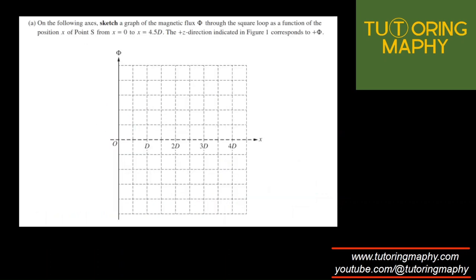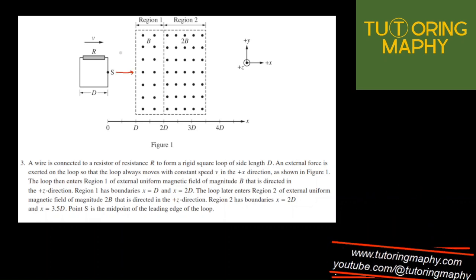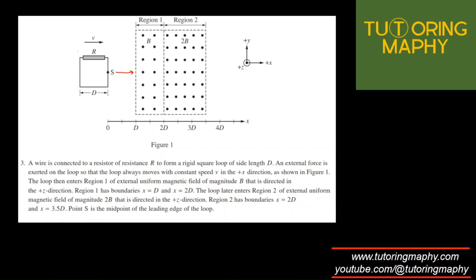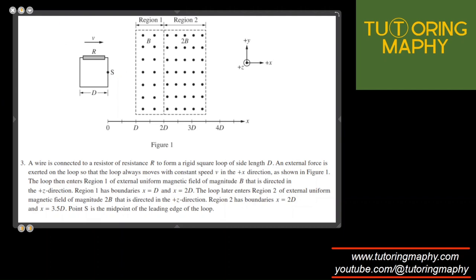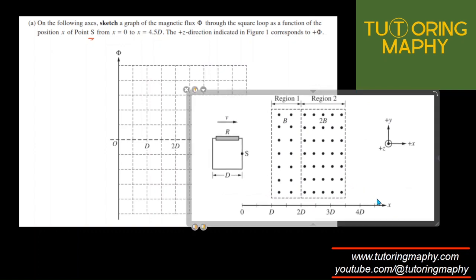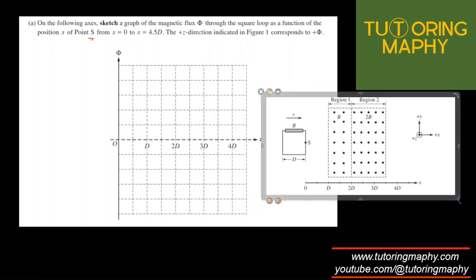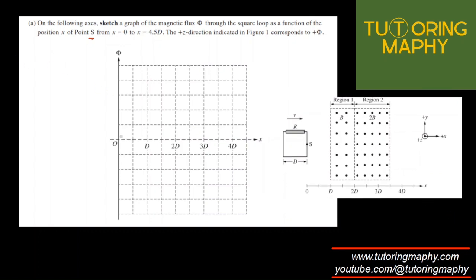Now, the moment I start from 0 to D, we have to look for the flux as S moves. Obviously, S goes from 0 to D when there is no flux, because in this region there is no magnetic field. So let me take this entire thing over on the other page so that it will be a little easier for us. Okay, so from 0 to D, there is no flux, so the flux is going to be 0 over here, something like this.